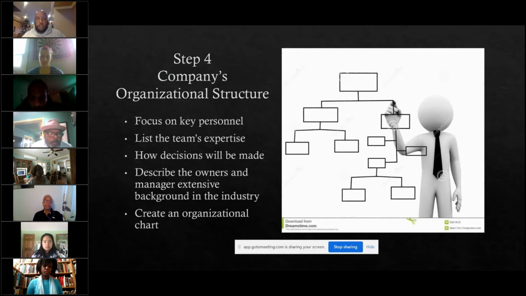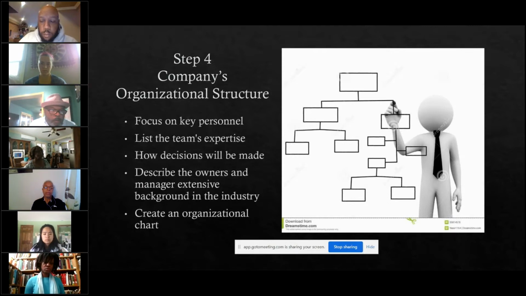And part of this step 4 is create an organizational chart, just like what you see in the photograph. That's what it should look like. The CEO, the manager, who's underneath the managers. Then it may be another department. You need to think it clearly and write it out.